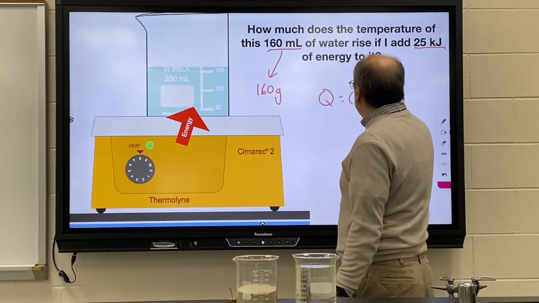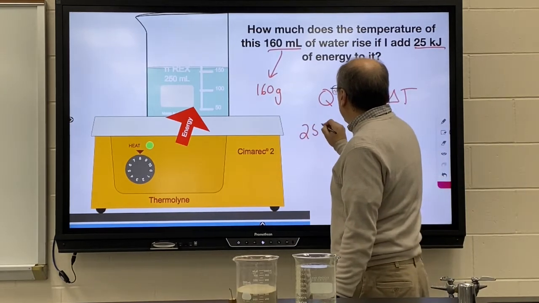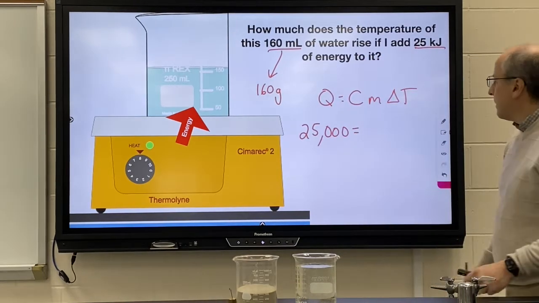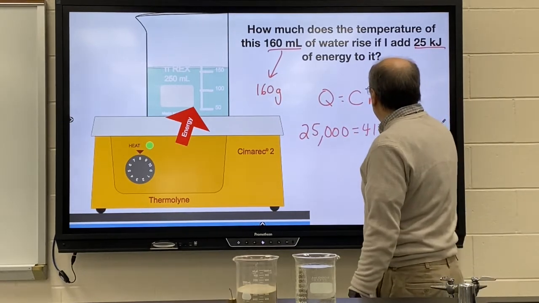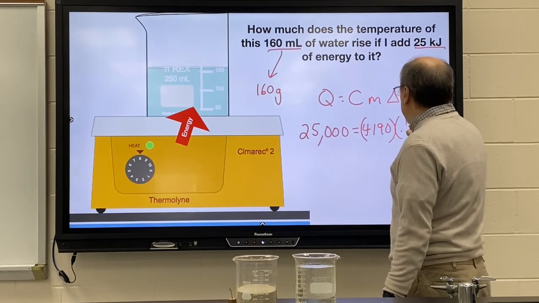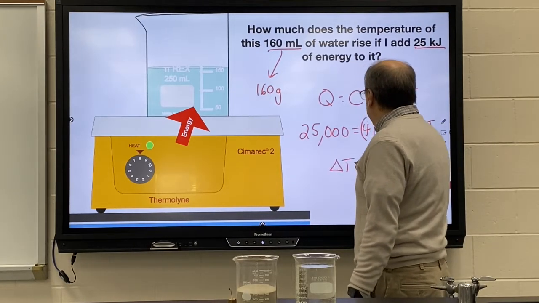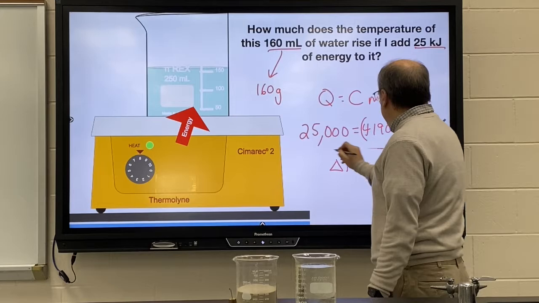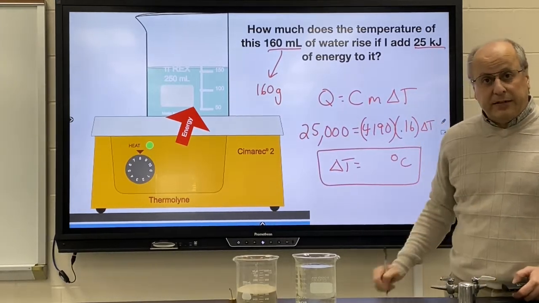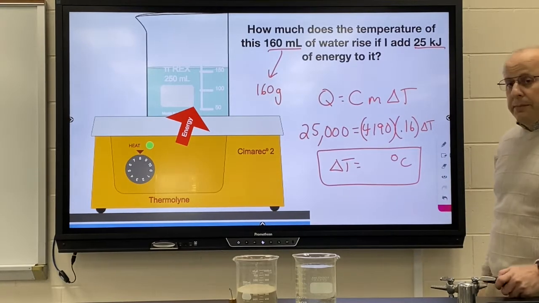So we do the formula. We put the 25 kilojoules. Make sure you put it into joules. You use the specific heat of water. You use the mass in kilograms. And you solve for your delta T. That will come out in Celsius, and make sure you box it off once you get an answer. Okay, so this is how we find the change in temperature.